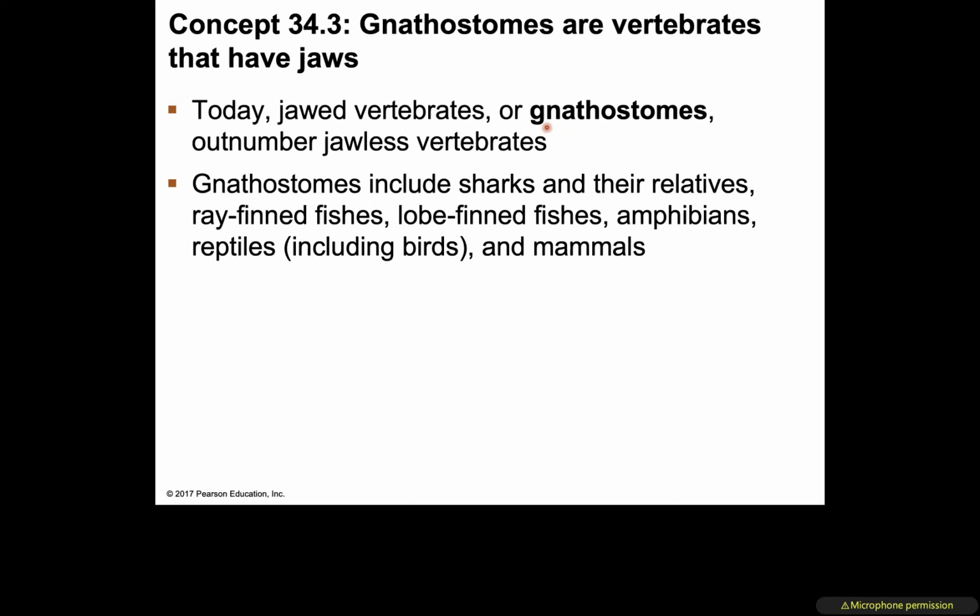They outnumber the jawless vertebrates. I should just say today, the jawed vertebrates are gnathostomes, and they are basically going to be greater in number versus the jawless vertebrates. Your gnathostomes include sharks and their relatives, ray-finned fishes, lobe-finned fishes, amphibians, reptiles, including birds, and your mammals.